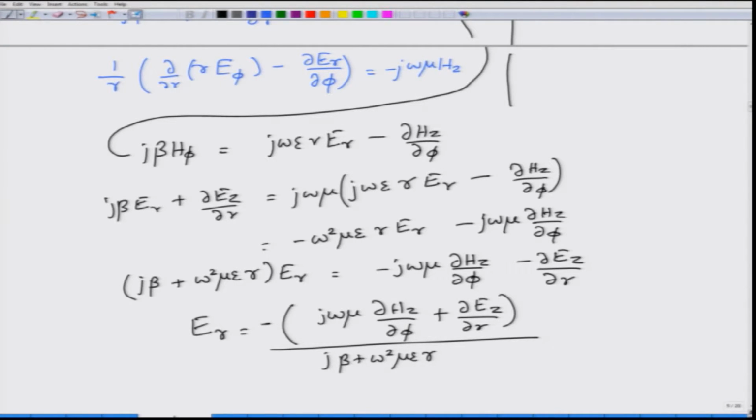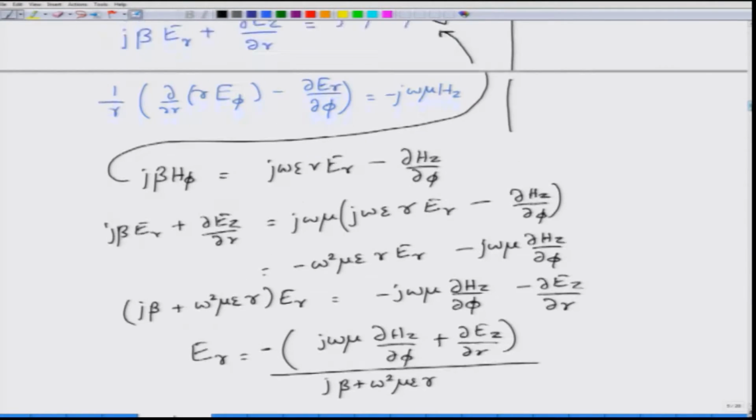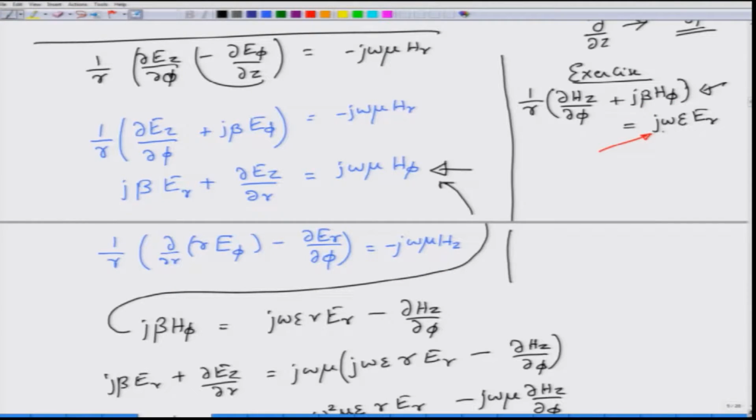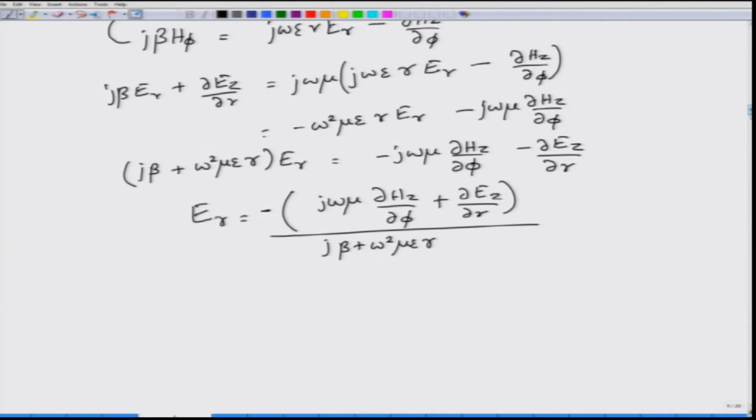In that case, maybe where I have made a mistake is to write down the simplification somewhere. So, you can actually go back to this equation. There was j omega epsilon times E r here, and there was a 1 by r term sitting there, and this was del Hz by del phi plus j beta del H phi. So, maybe when we substituted this equation, we got j beta H phi is equal to j omega epsilon r E r minus del Hz by del phi. So, we can look at that equation, and then maybe you will forgive me for this one.